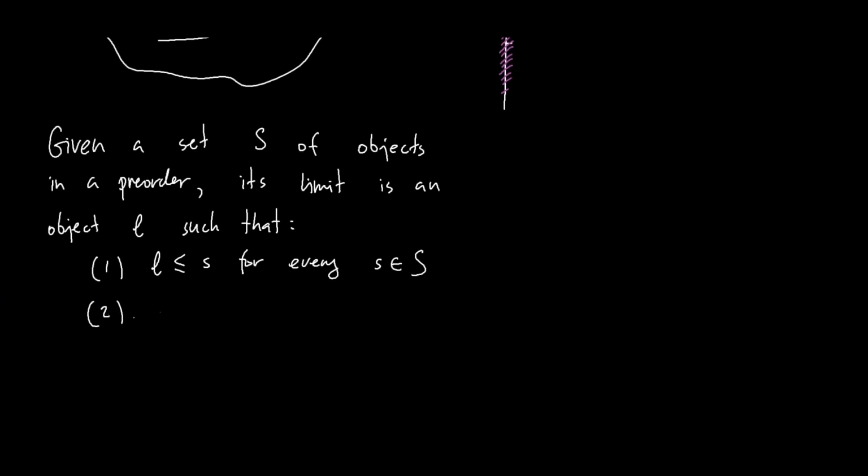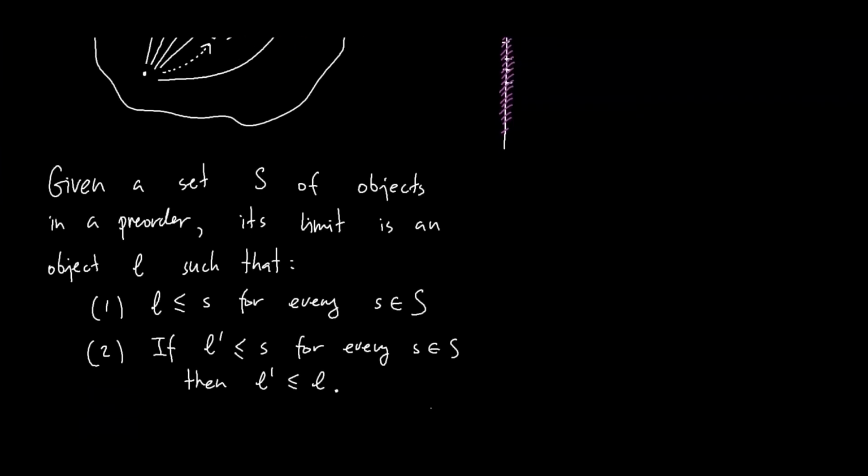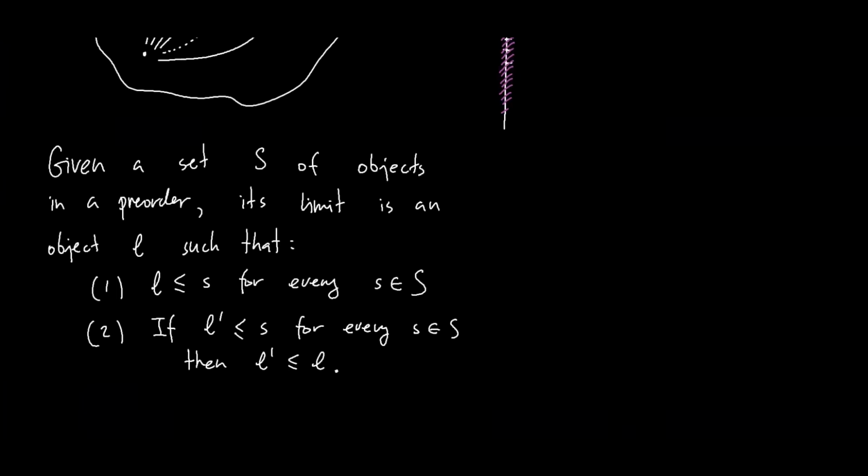And the second one says that if some L prime is less or equal to S for every S in S, then that L prime must be less or equal to L. So the first one says that L is smaller than everything in the area, and the second one says that it's the largest one that's smaller than everything in the area.